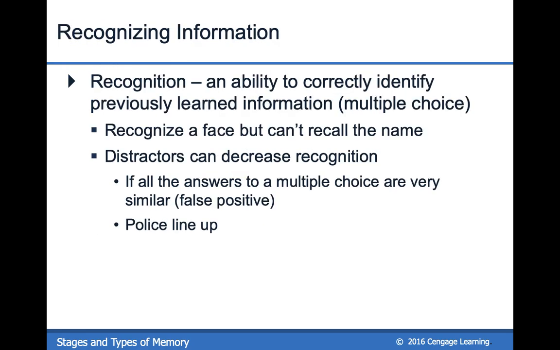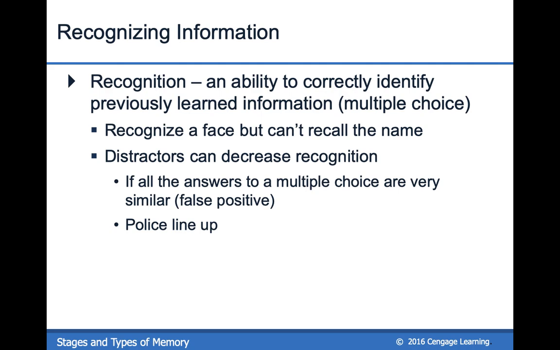Now, when it comes to recognizing information, it's a little bit easier. Recognition is the ability to correctly identify previously learned information, like a multiple choice test. You're given all the possible answers and you're just selecting one of them. Sometimes we can recognize a face, but we can't recall the person's name.